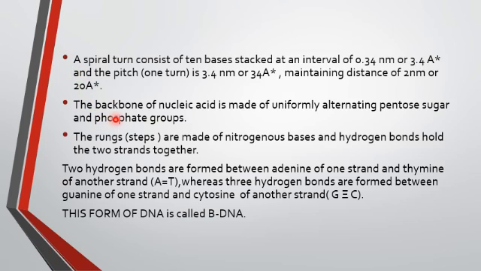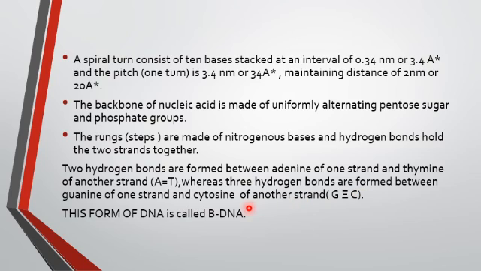The backbone of nucleic acid is made up of uniformly alternating pentose sugar and phosphate groups. The steps are made up of nitrogen bases, and hydrogen bonds hold the two strands together. Two hydrogen bonds are formed between adenine of one strand and thymine of another strand, that is A with 2 hydrogen bonds with T, whereas 3 hydrogen bonds are formed between the guanine of one strand and cytosine of another strand, G with 3 hydrogen bonds, that is complementary to C.